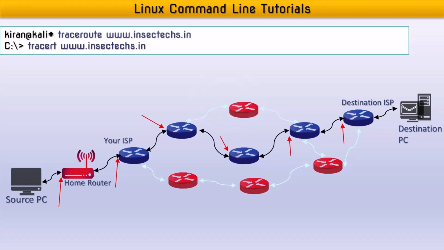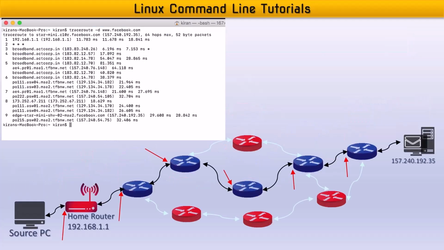And in this slide you can see this is a source PC and this is your home router and this is your ISP. For the data packets to reach the destination machine, you can see on the right side end, there are three possible routes, and our data packets have taken this middle route, shown by the red markers. Now in this slide you can see traceroute from our source PC, that is my MacBook, to facebook.com, which is 157.240.192.35, the IP address of facebook.com.